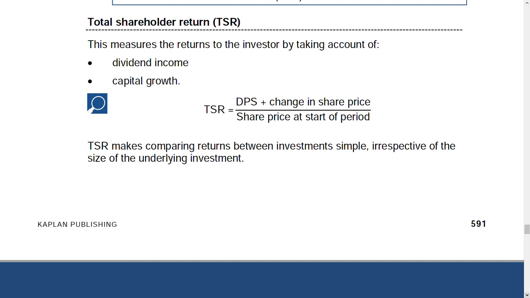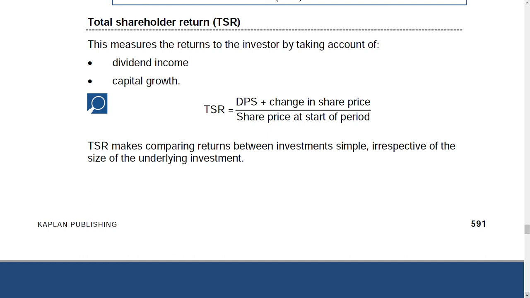Another important thing which you have to remember is the actual return which is received by the investor. It will depend on what? It will depend on the shareholder's income tax and capital gain tax. Why? How does tax come into the picture? Because if it's a dividend income, we have to pay income tax. If it's capital growth, we have to pay capital gain tax. We have to see the tax also.